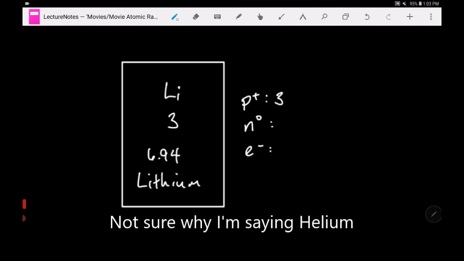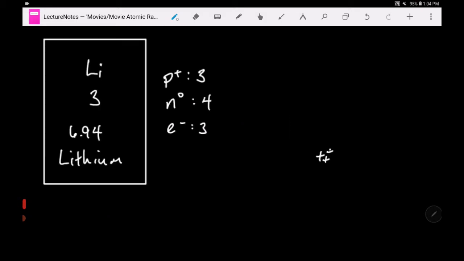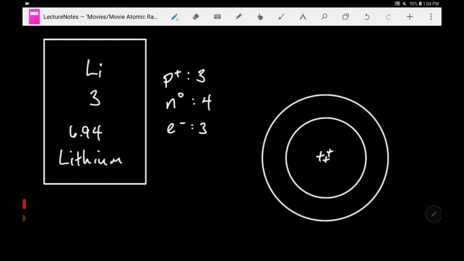Lithium has 3 protons, lithium has no one cares about neutrons, and lithium has 3 electrons. In the nucleus, there's 3 protons, there's no one cares about the number of neutrons, and then there's 3 electrons. Now the electrons are arranged in rings. Recall that the first energy level only holds a maximum of 2 electrons. The first 2 electrons go in the first energy level, and then the third electron goes in the second energy level. The radius, then, is the distance between the nucleus and the valence electrons.